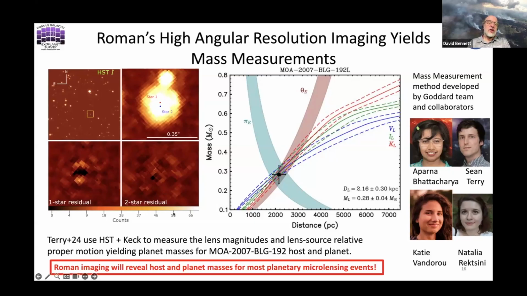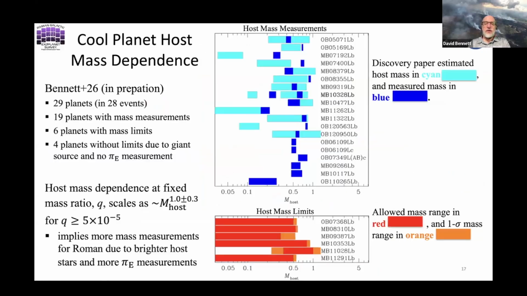And so Roman imaging will review host and planet masses for most of the planetary microlensing events. And here's some results of that, a paper we're working on now that shows the mass measurements results of using these 29 planets in this Suzuki sample that I showed before. There's 21 planets in 28 events. 19 of them have mass measurements.